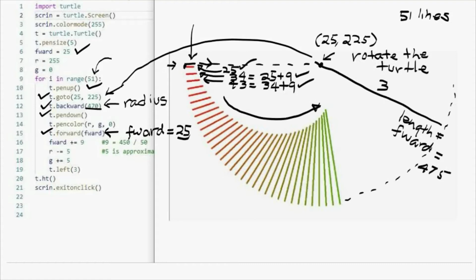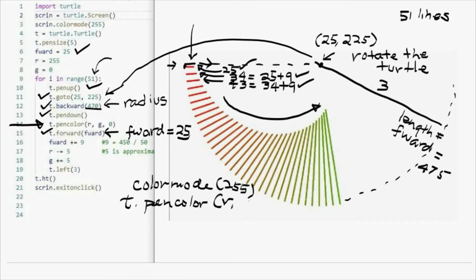Now let's go to the color here. The color is actually transitioning from red to green. Look at line number 14. In the color mode here, the color mode is 255. That means we are using the command t.pencolor in the RGB format.